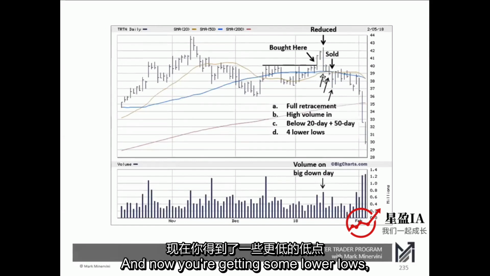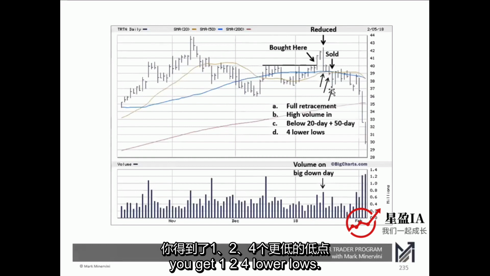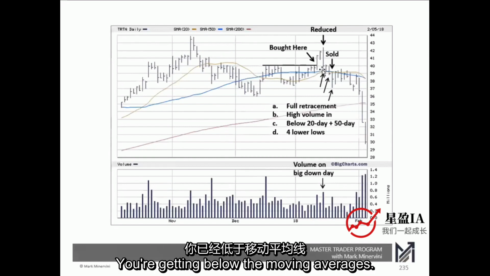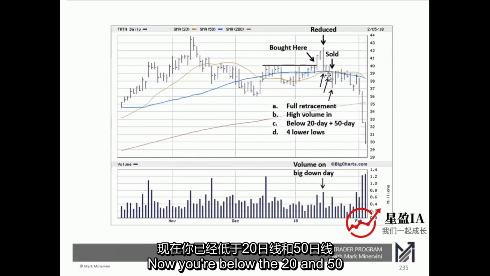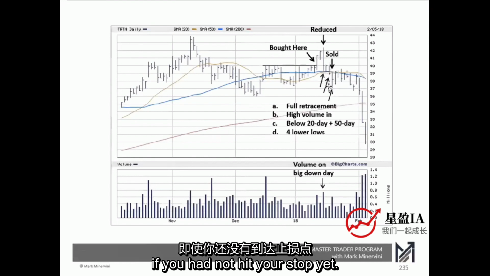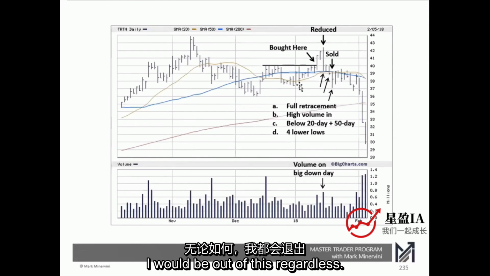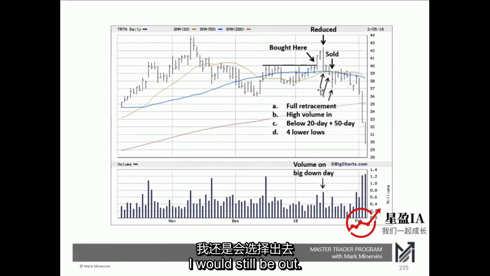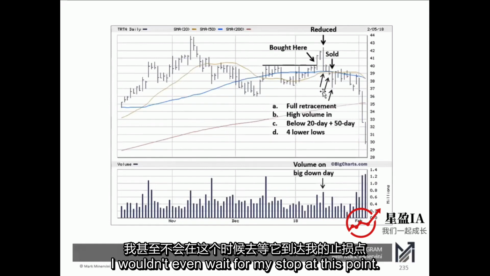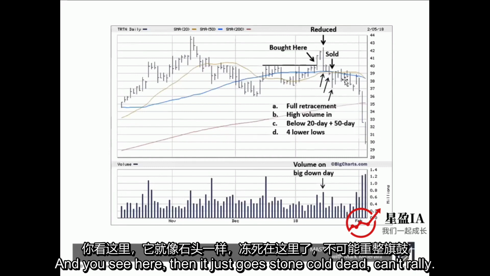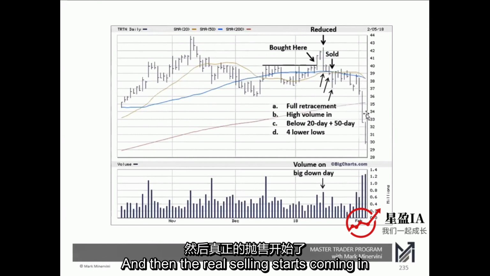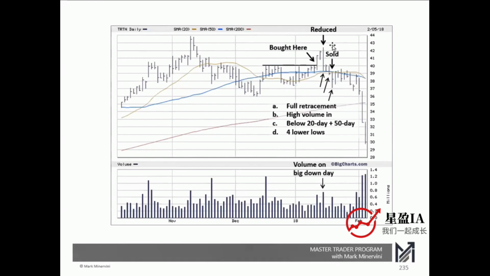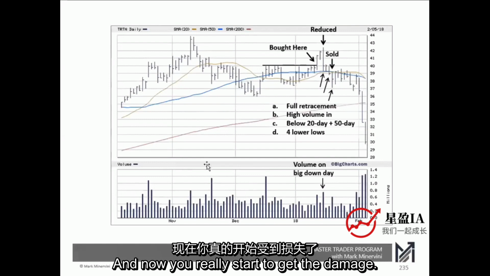And now you're getting some lower lows. You get 1, 2, 4 lower lows. So you're getting below the moving averages now. You're below the 20 and the 50. If you had not hit your stop yet, I would be out of this regardless. My stop was maybe a little lower than this, I would still be out. I wouldn't even wait for my stop at this point. And you see here, then it just goes stone cold dead, can't rally. And then the real selling starts coming in because it's under distribution. Institutions are selling. And now you really start to get the damage.